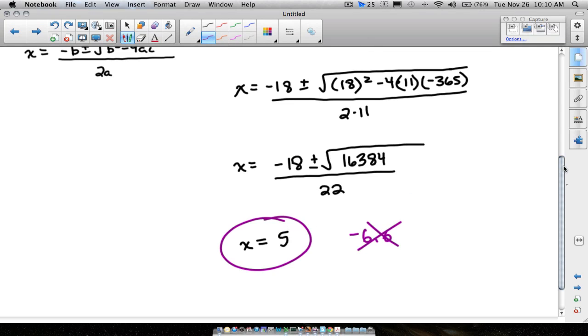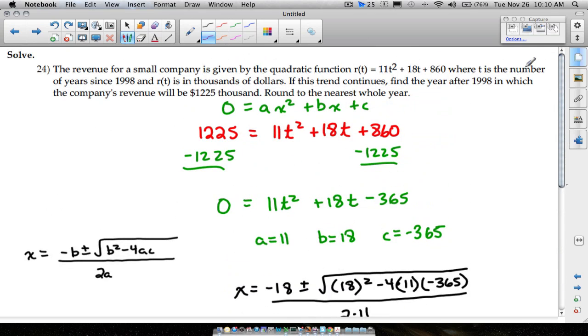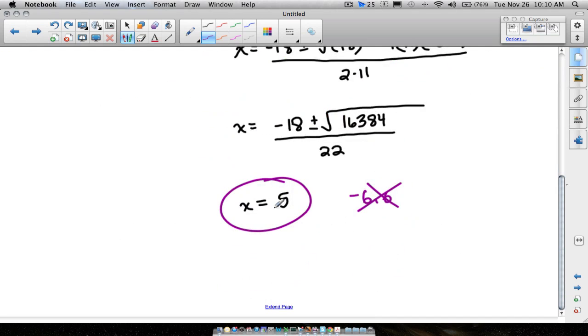This is the one that we want, but now let's go back and reread the question. It says round to the nearest whole year. Well, it is a whole year anyway. But if this trend continues, find the year after 1998. Now notice that t is the number of years since 1998. So if t is equal to 5, all we want to do here is take 1998 and add 5 to it. Therefore, we're going to get the year 2003.